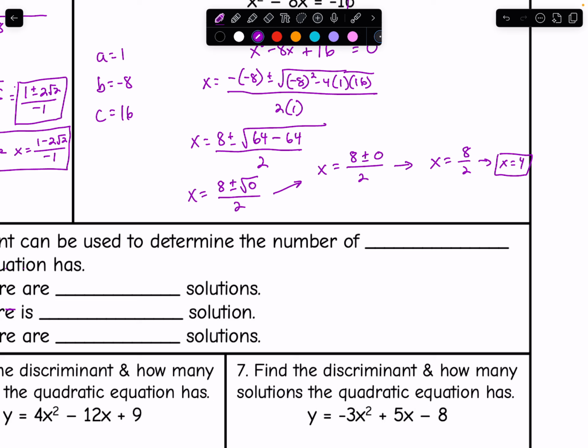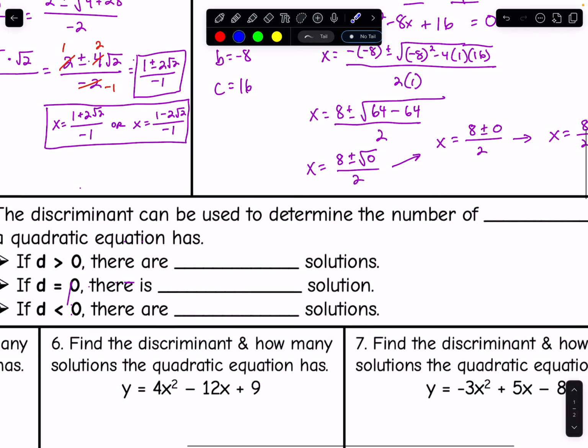Why do I only get one answer? It's this part right here. When this becomes a 0, 8 plus 0 gives you 8, and 8 minus 0 also gives you 8. So when this number that you add and subtract is 0, it's not going to change anything, right? It's not going to move the 8, so that's why you don't get two different answers.